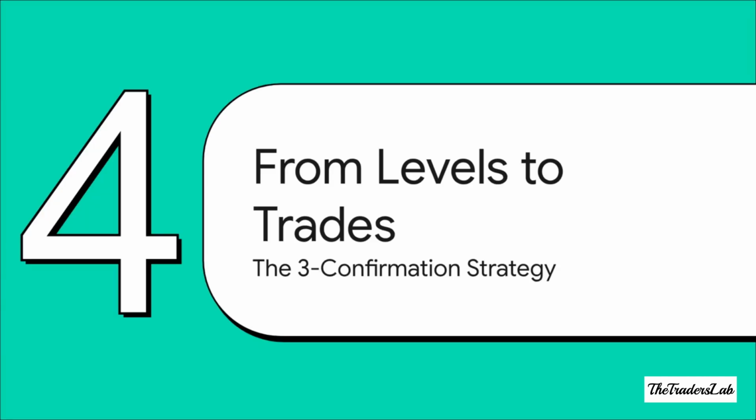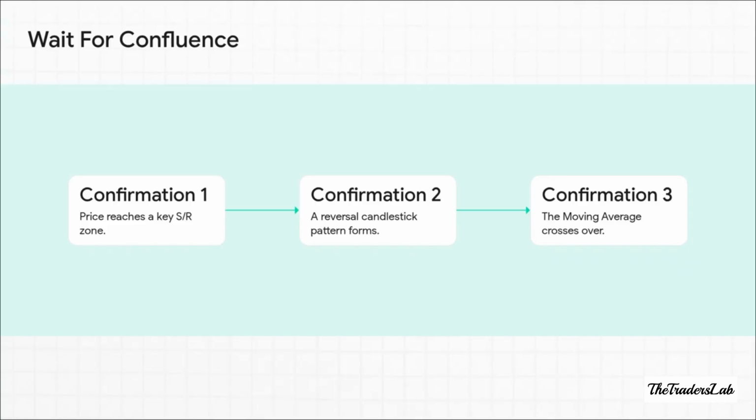All right, so we found our clean, meaningful levels. Awesome. But now, how do we actually trade off of them? Because the single biggest mistake you can make is just jumping into a trade the second the price touches your line. No, no, no. We need more proof. We need confirmation. So here's a simple three-part framework to keep you safe.